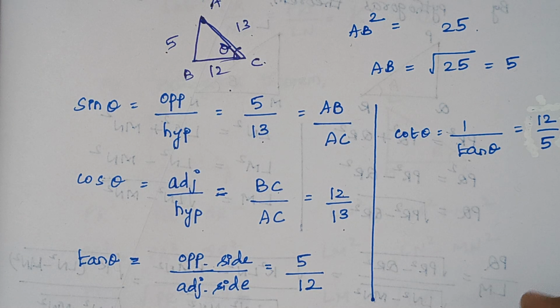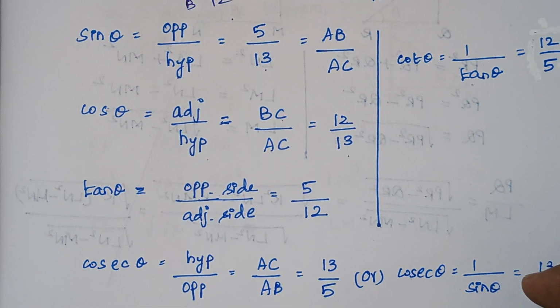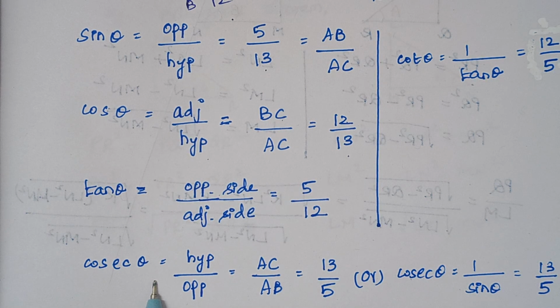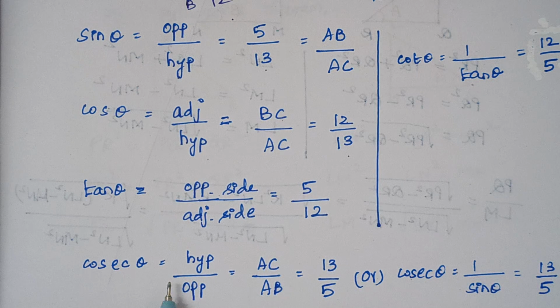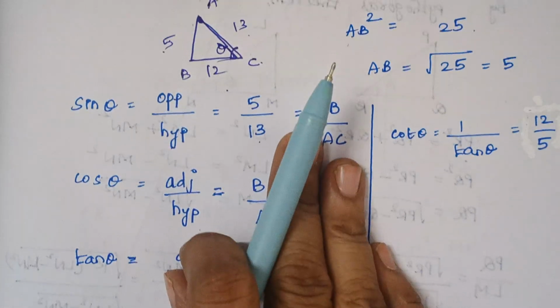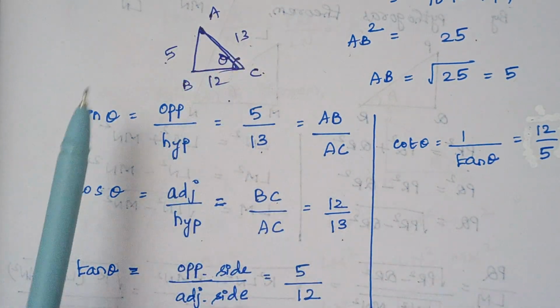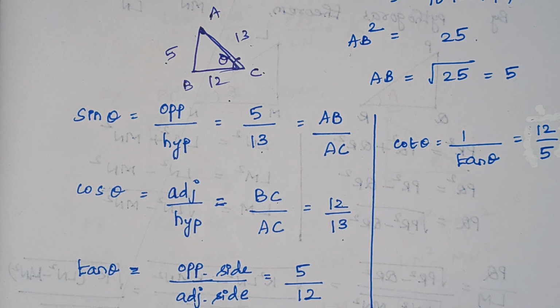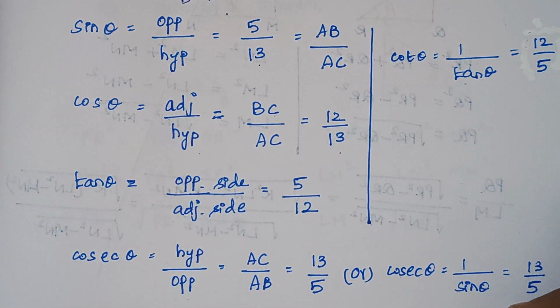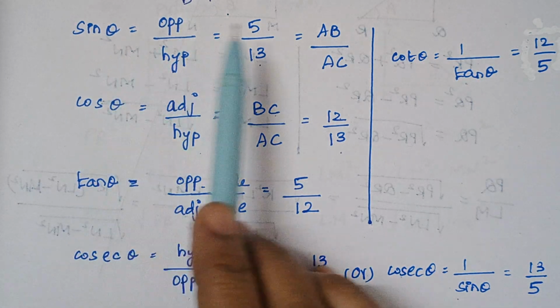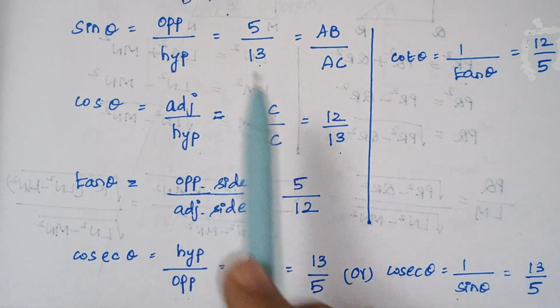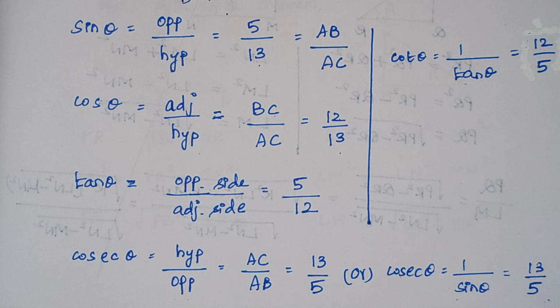So the next one is cosecant theta. Cosecant theta is hypotenuse by opposite. So here in this triangle, what is the hypotenuse? It is 13, and what is the opposite side? It is 5, right? So it is 13 by 5. Or else you can write cosecant theta as the reciprocal of sine theta. Here the value of sine theta is 5 by 13, so cosecant theta is 13 by 5, right? It's up to you. You can use any method to find the values.